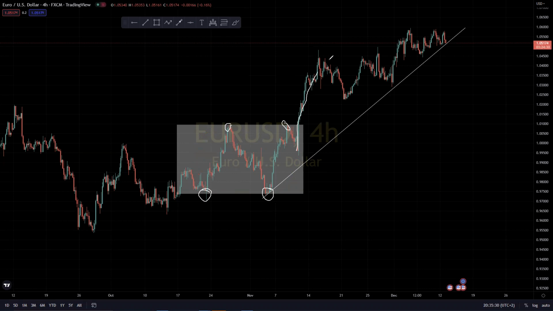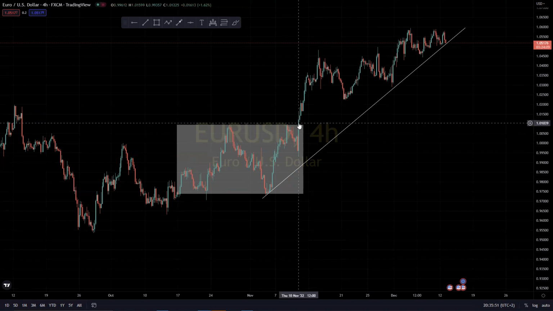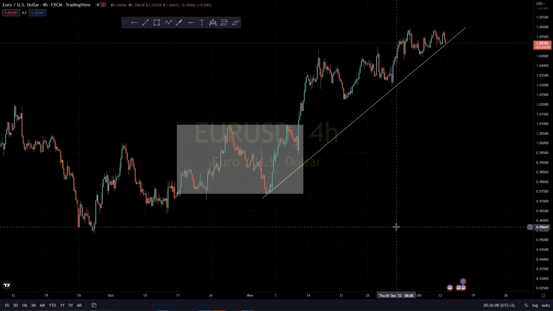After the market broke above, it started creating a series of higher highs, higher highs, higher highs. It was an uptrend, all right? The move started somewhere from Thursday, 10th of November, 12 hours on this candle. That's when the market went up there.